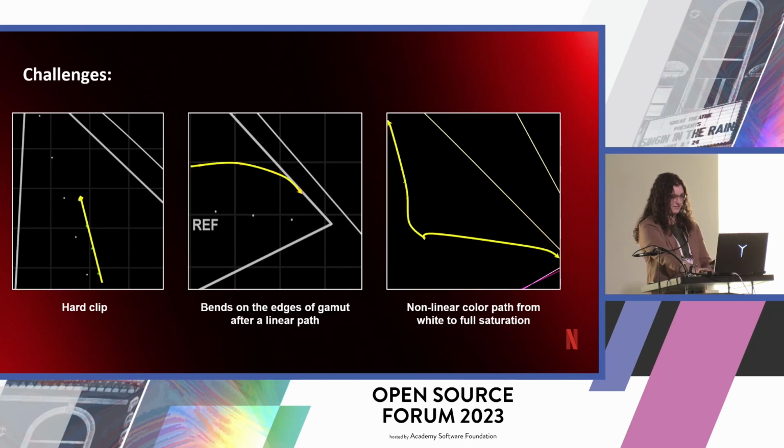It's kind of hard to see. These lines help a little bit. Three examples: on the left is a hard clip on the green channel. At the center, it's like a bending of the red channel towards the edges of the gamut. And on the right, a full nonlinear path from white to full saturation in two of the three channels. And again, we're not picking on anybody here. This happens in all cameras, on all panels, and all image processors. Every one is different. None of them are perfect.